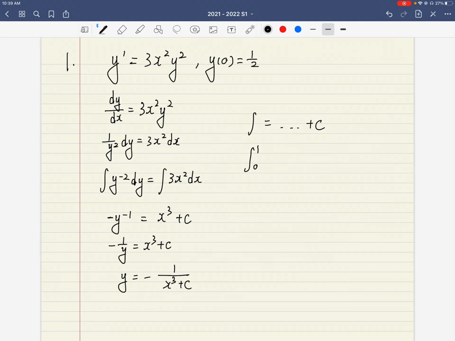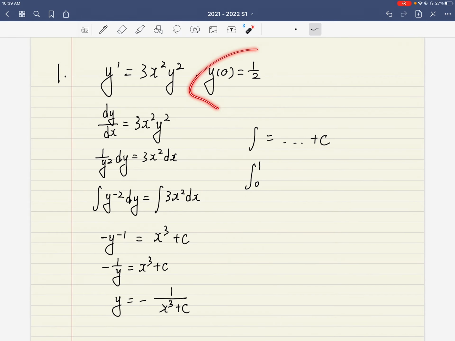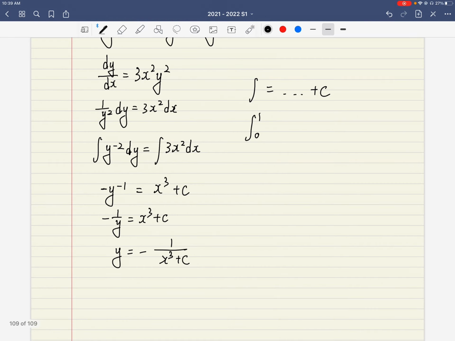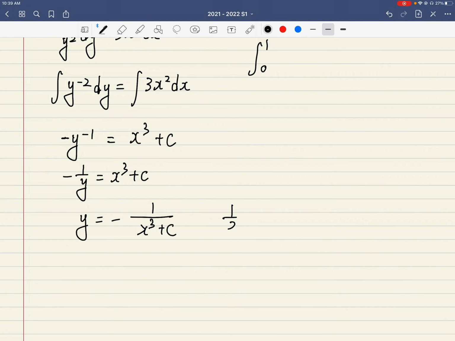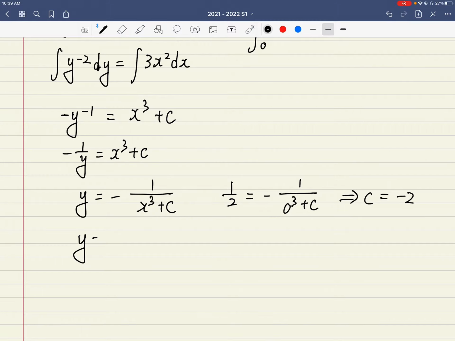So do you have any questions so far? All right, then the last step is finding c. Just remember you still have one piece of information unused: this initial condition, when x is 0, y is half. So just substitute in. When x is 0, y is half, so c must be negative 2. So then our final answer, y is just negative 1 over x cubed plus c, with c equal to negative 2.